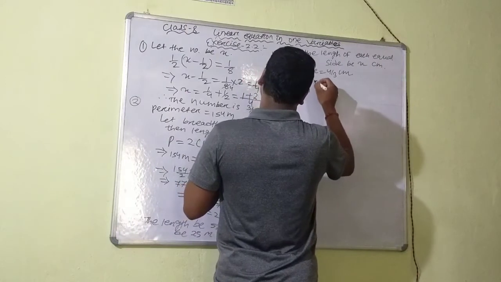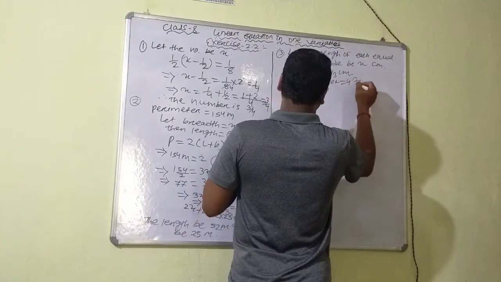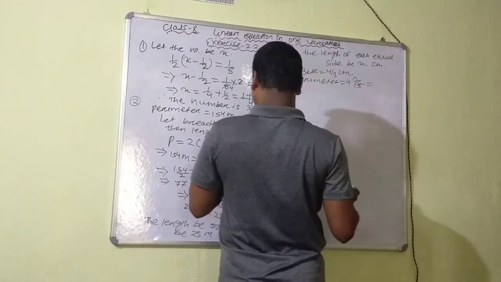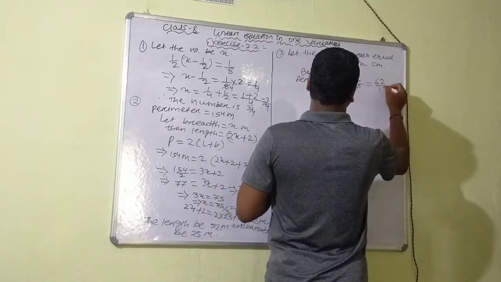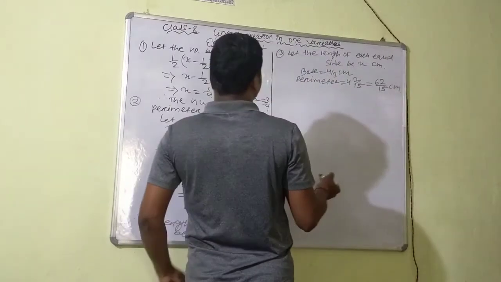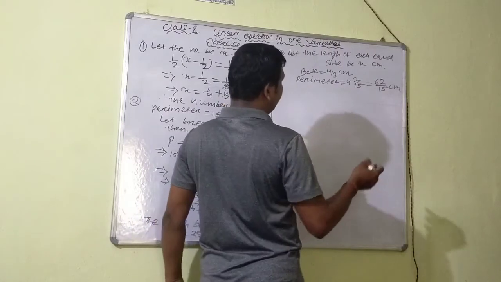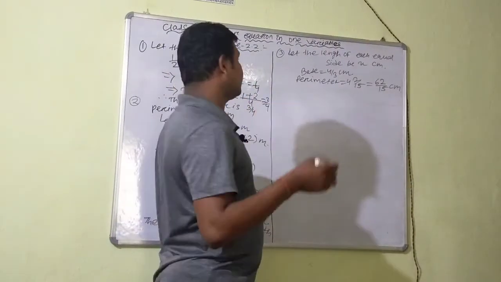Perimeter equal to 4 whole 2 by 15. That is equal to 62 by 15 centimeter. So we know the perimeter of an isosceles triangle is the sum of 3 sides.